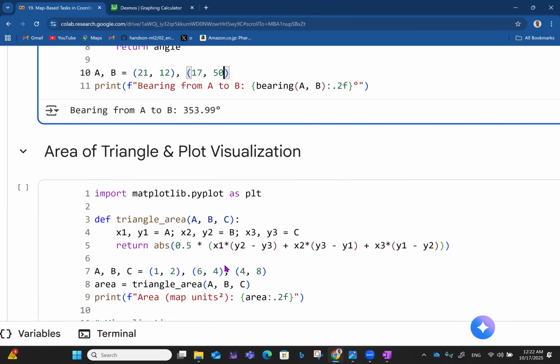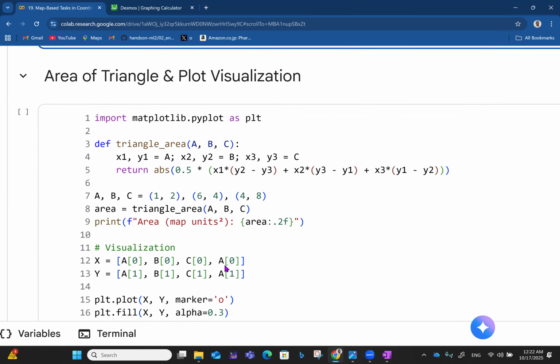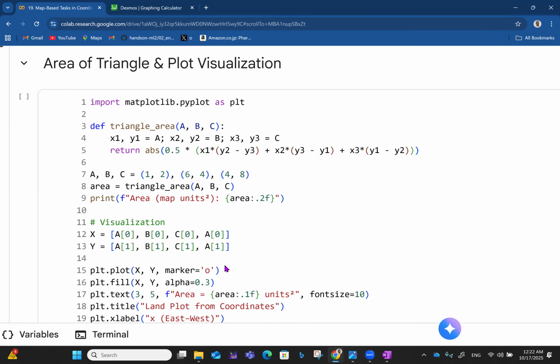Because it is in the fourth quadrant, by the way, if we go clockwise from north, the first quadrant is northeast, the second quadrant is southeast, the third quadrant is southwest, and the fourth quadrant is northwest. Now, area of a triangle and plot visualization. For area, you have ABC: x1, y1 is A, x2, y2 is B, x3, y3 is C. And we have the formula right here: 0.5 times x1 times (y2 minus y3) and so on and so forth.